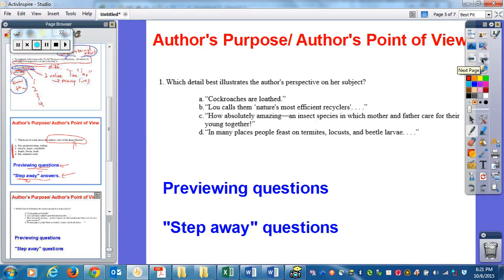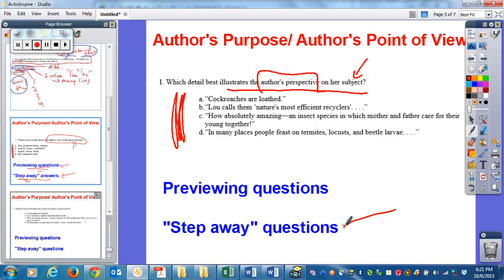This is another author's purpose, author's point of view question. We know this by the keywords illustrates the author's perspective on her subject. Once again, all 4 of these occurred in the text. But if you've read the overall text, you know that this is a step-away question. But if it happens to be that on a standardized test, it shows quotation marks, like for letter A, cockroaches are loathed, and it said line 10, and it said line 20 or something there, it wouldn't hurt to highlight line 10, line 20, line 30, whatever number happens to be in these areas before you actually read the passage, because you know that those are possible answers to your question.